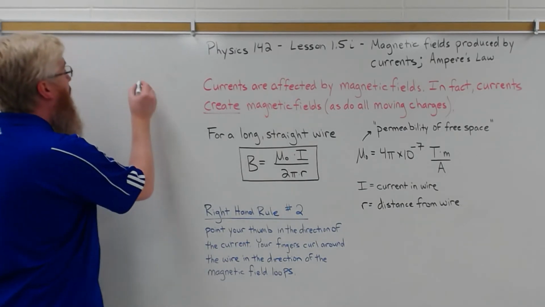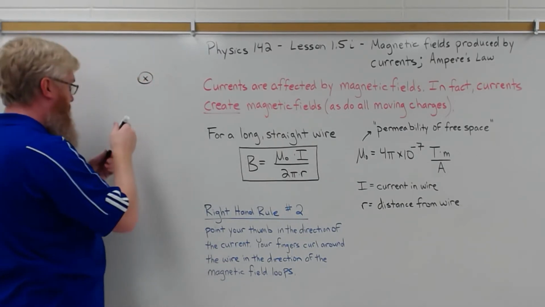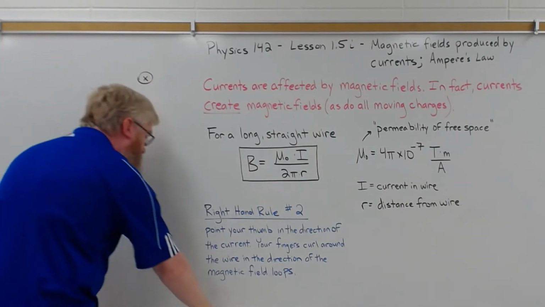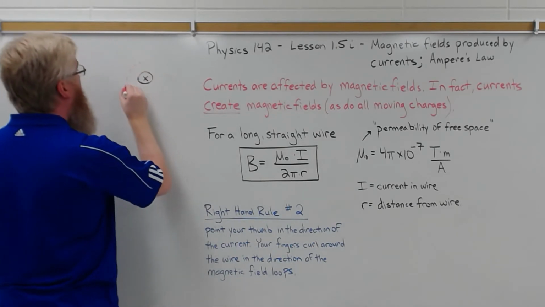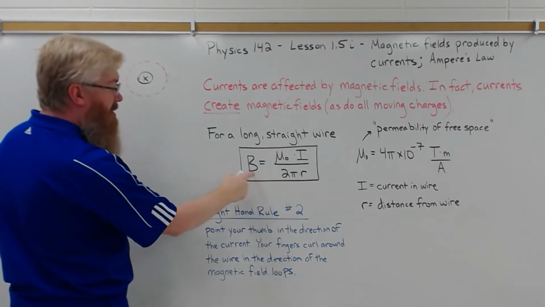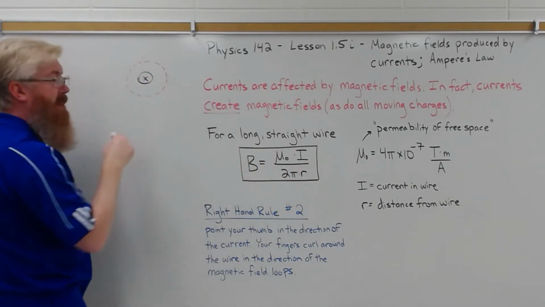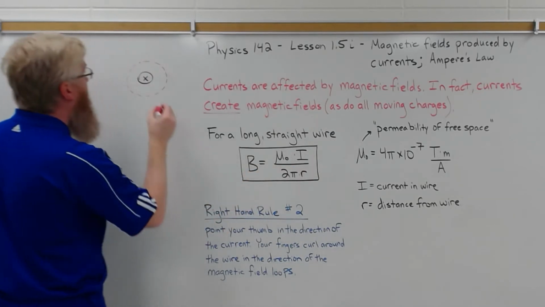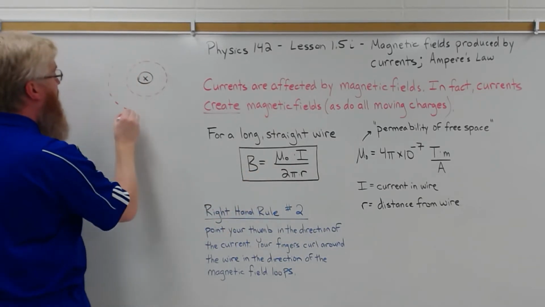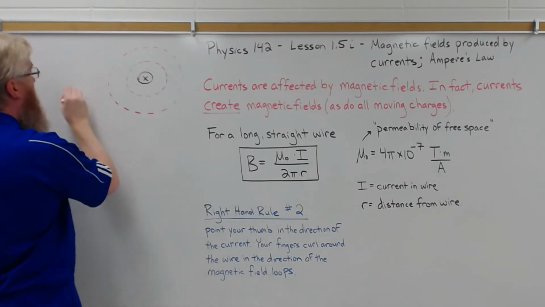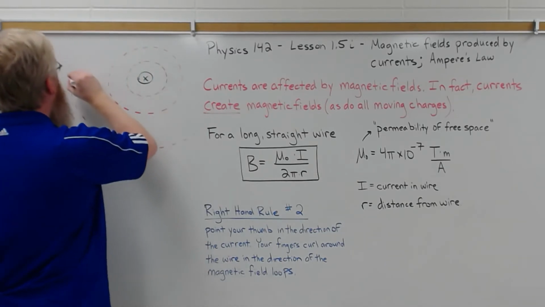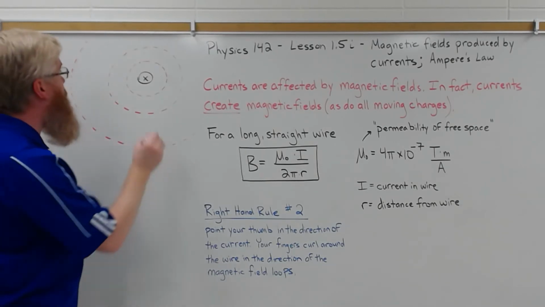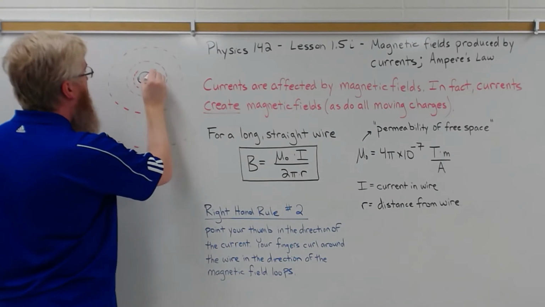So if we imagine a long wire going into the board, a magnetic field will be generated around that wire. Since the current is the same throughout the entire length of wire, and mu naught is a constant, the magnetic field strength falls as 1 over r. So near the wire, the magnetic field strength is going to be fairly strong, but the further you get away, the weaker the magnetic field, which means that the magnetic field lines will be spaced out more than they are nearby.